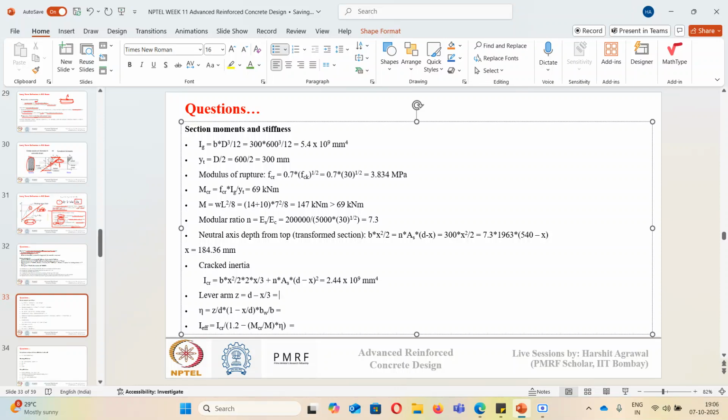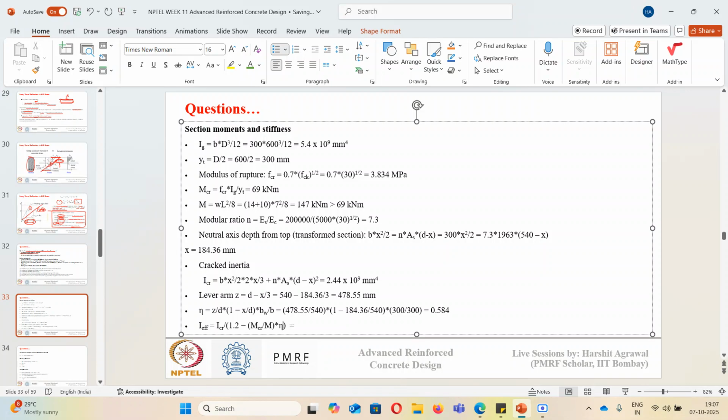Now we can calculate the lever arm distance, z, which is d minus x by 3. So 540 minus 184.36 by 3 comes out to be 478.55 mm. Now we can calculate the factor eta that we require for I effective. Eta will be z by d, so z is 478.55 divided by 540, whole into 1 minus x by d, so 1 minus 184.36 divided by 540, whole into 300 by 300, because the web width and the total width of the section are the same. So this value will come out to be 0.584.